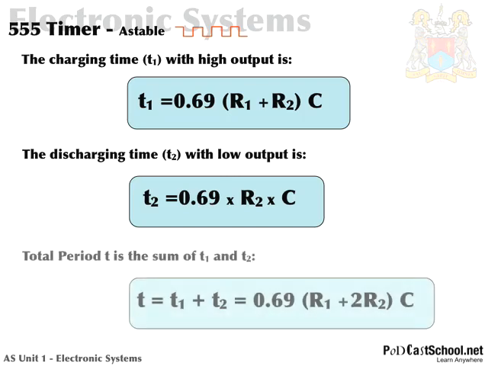Okay. So therefore, the total period, the sum of the mark and the space, is T1 plus T2. So that works out to be these two equations added together to give us 0.69 times (R1 plus 2R2) times C. And what you should do, I'll not take time to do it here, is actually work through the algebra and convince yourself that this equation is these two added together. It's just a matter of rearranging the terms and taking this 0.69 value out to the left hand side. And of course you can almost see it already. There's one R2 and there's another one there, so that's where the 2R2 comes from.